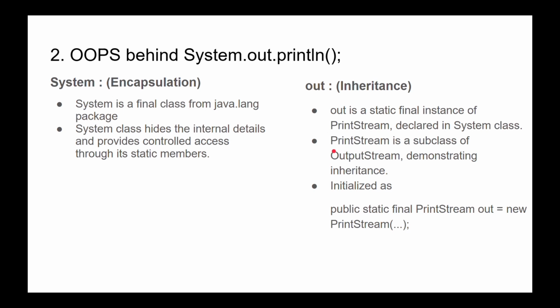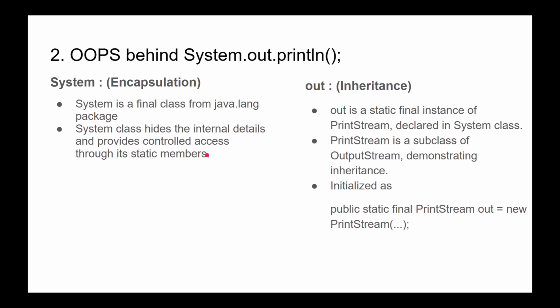and here it represents the inheritance properties, because OutputStream is a parent and the PrintStream is a child class of OutputStream. And out is a static final instance from the PrintStream class, and it is initialized this way in the System class: public static final PrintStream out equals new PrintStream. This way it will be initialized in the System class.